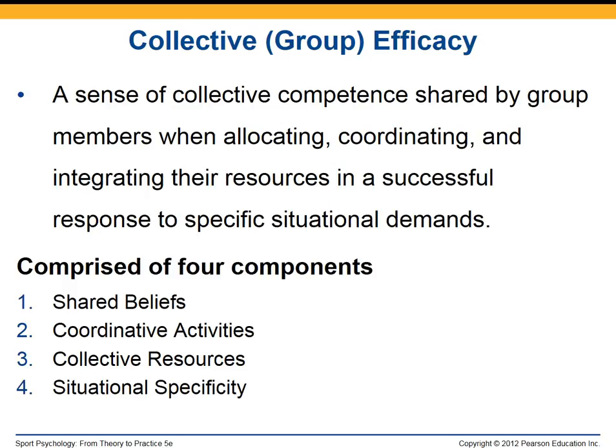So what does it mean? What do those four components really mean? Coordinative capabilities refers to the ability of each group member to interact and complete numerous functions in a timely and planned manner that meets group needs and leads to successful outcomes. Collective resources talks about the belief of each group member that the team has the skills necessary to be successful.